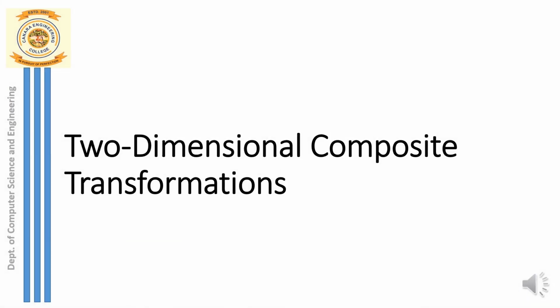Let us discuss two-dimensional composite transformations. So far we have seen the 2D transformation techniques. The three transformation techniques that we already discussed were rotation, translation and scaling. We also have seen how to represent these transformations in matrix format. Now we'll continue with the concept of 2D transformations, but what is this composite transformation here? Let us discuss this more.